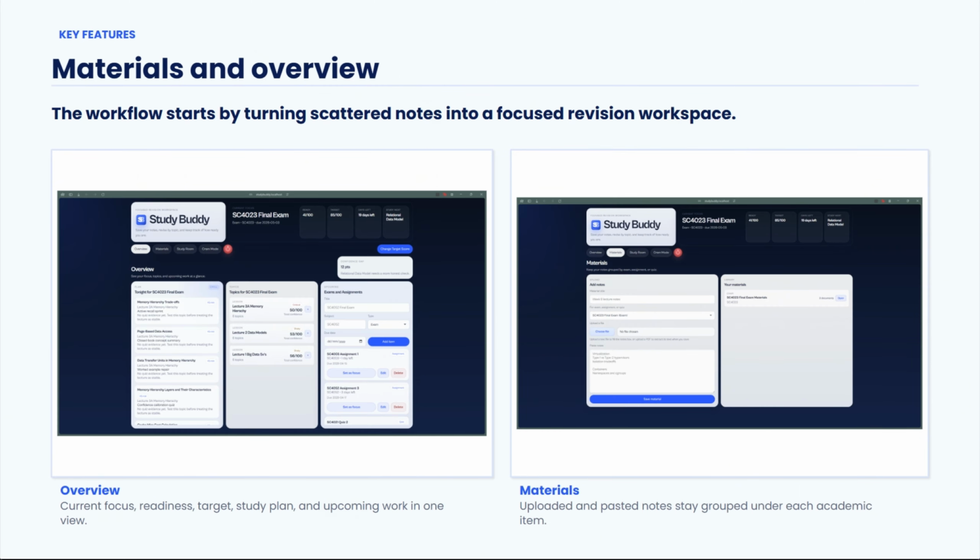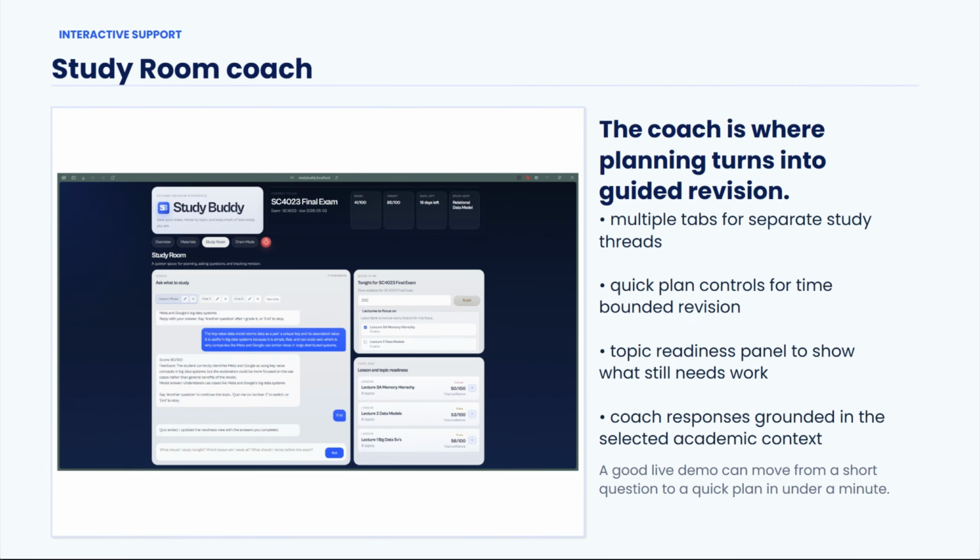The workflow starts with turning scattered study content into a focused revision workspace. On the materials side, users can upload or paste content and keep it grouped under the relevant academic item, such as an exam, assignment, or quiz. On the overview side, the app brings the current focus, readiness, target, study plan, and upcoming work into one place. So rather than checking several tools to understand what to do next, the user can immediately see both what they are studying and what still needs work. This is important because StudyBuddy is not only storing materials, it is trying to connect those materials to planning and action.